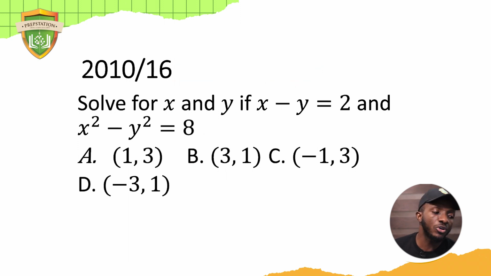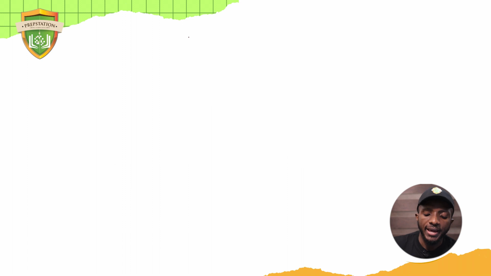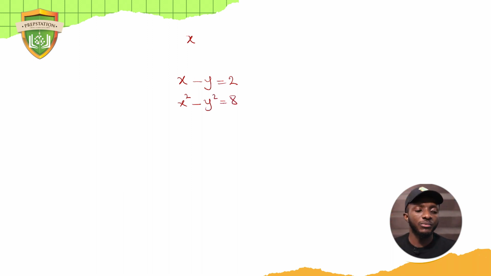Now for 2010, number 16. Now this is a simultaneous equation question, but it's one linear, one quadratic, but it's very simple. Now what do we have? Look at the information. Solve for x and y if x minus y is 2 and x squared minus y squared is 8. So let's go solve the question. X minus y is 2, and x squared minus y squared is 8. We need to find or solve for x and y.